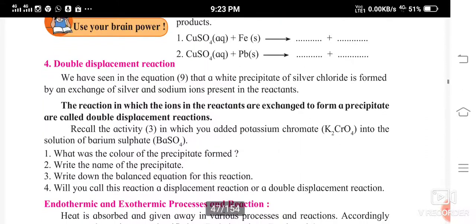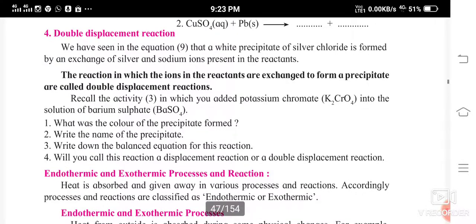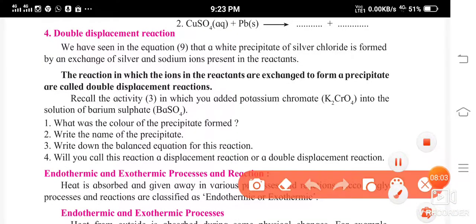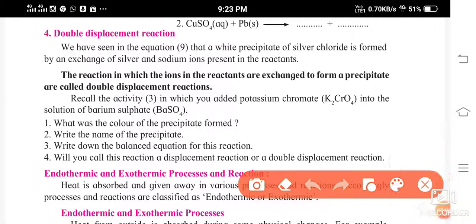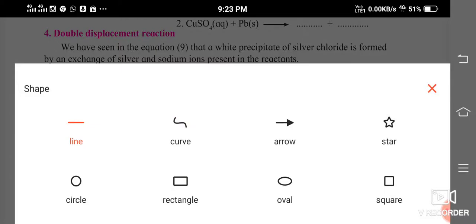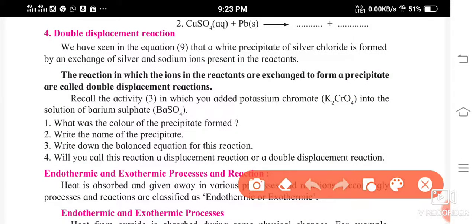Let us continue. The reaction in which the ions in the reactants are exchanged to form a precipitate is called double displacement reaction. So what is going to happen over here? The ions in the reactants. What happens?